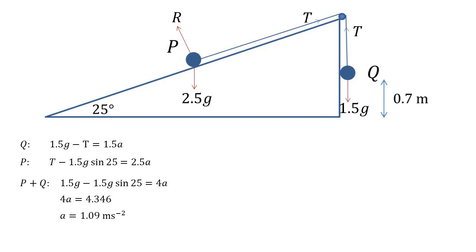We can now use this to work out the tension. I'm going to use Q just because it's the simpler of the two equations, but it doesn't really matter. So if we put our acceleration back into our original equation for Q, using G equal to 9.8, we get 1.5G minus T is equal to 1.5 times 1.09. Rearranging this, we get T is equal to 14.7, from the 1.5G, minus 1.635. So that equals 13.07 newtons.